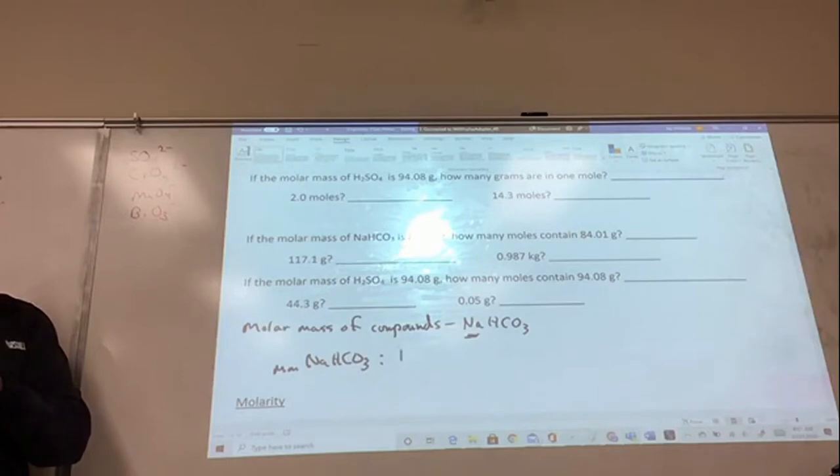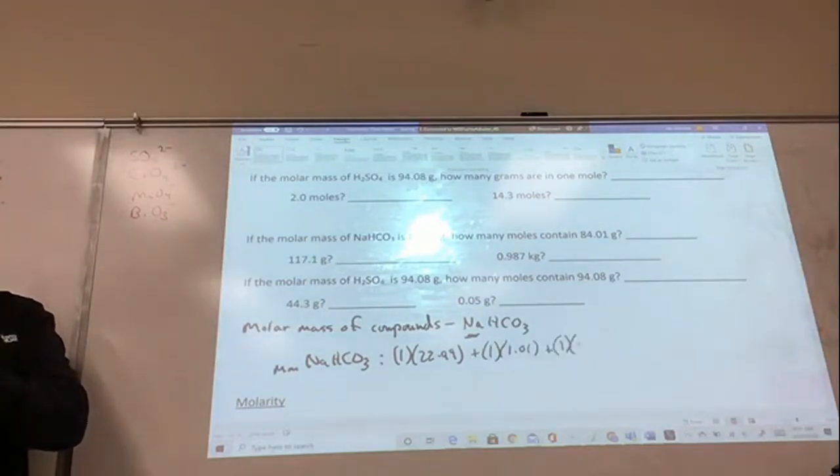I know that the molar mass of sodium is 22.99, so I'm going to multiply that times 1, plus 1 times the molar mass of hydrogen, which is 1.01, plus 1 times the molar mass of carbon, which is 12.01, plus 3 times the molar mass of oxygen, which is 16.00.